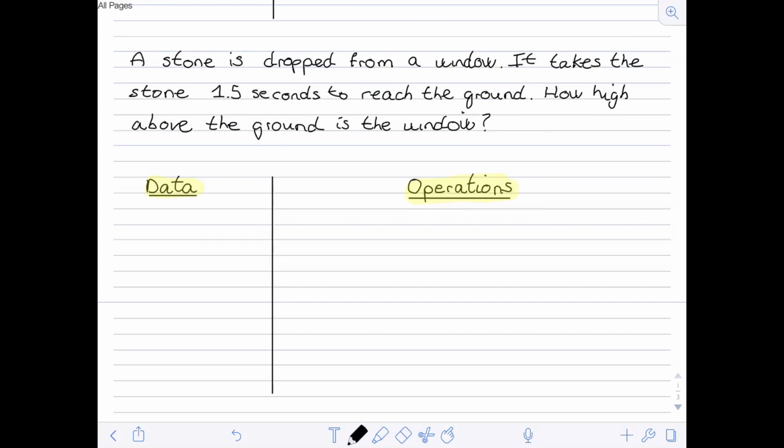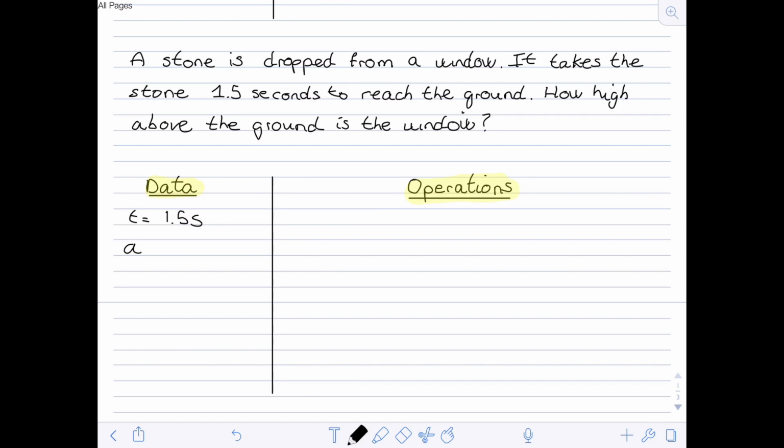So let's do the next question. A stone is dropped from a window. It takes this stone 1.5 seconds to reach the ground. How high above the ground is the window? So what do we know? Well, we know that the time it takes to hit the ground is 1.5 seconds.